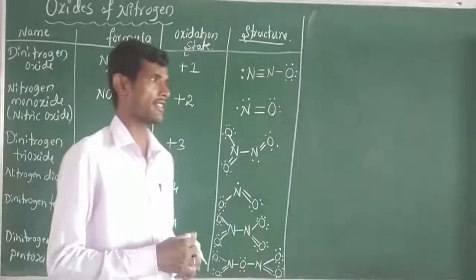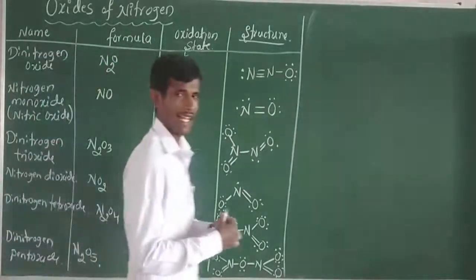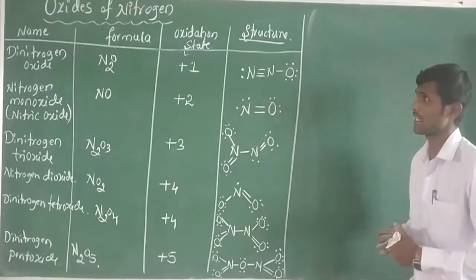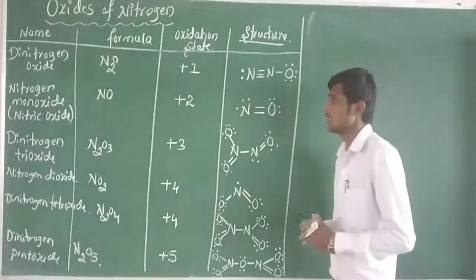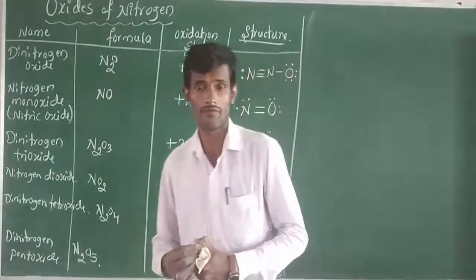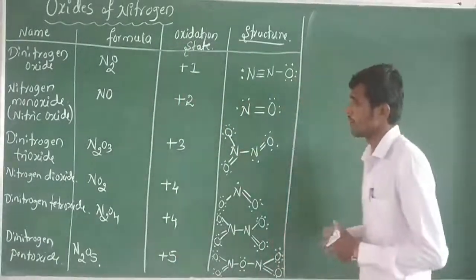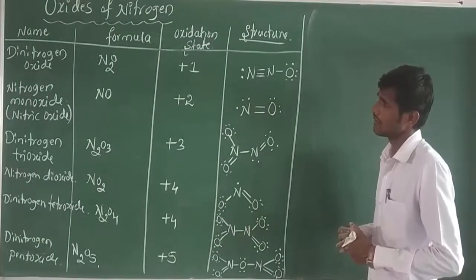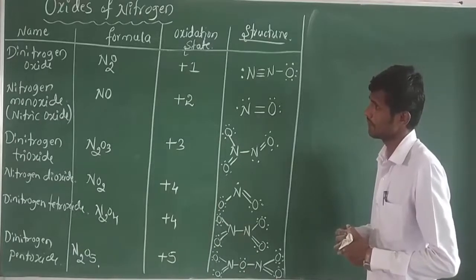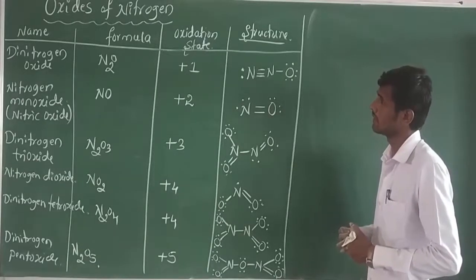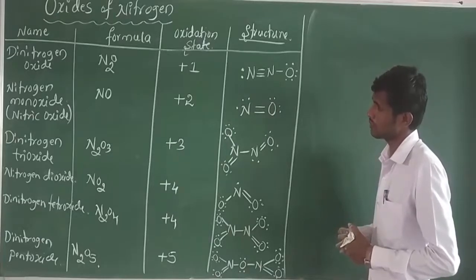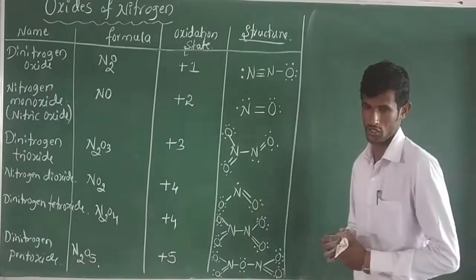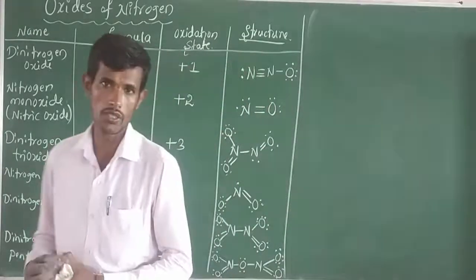Yes, students, now we will see the oxides of nitrogen. In this concept, the structure of each particular oxide of nitrogen is very important. Therefore, go to the structures of oxides of nitrogen. On the board, I have already written the name of each oxide of nitrogen and its formula. The oxidation state of nitrogen in a particular oxide and the respective structure is written on the board.